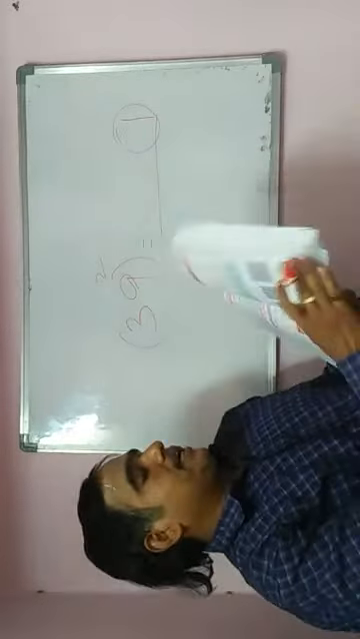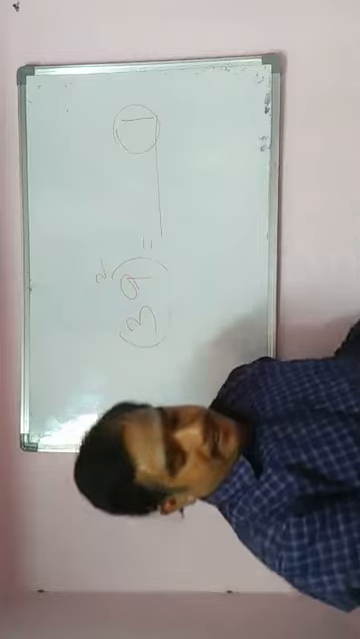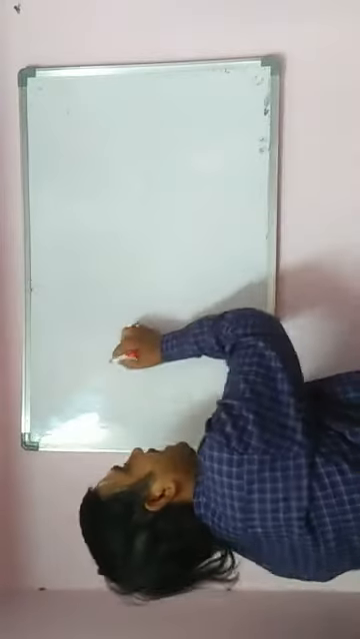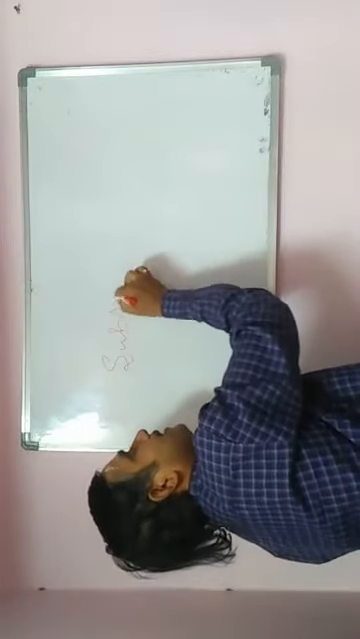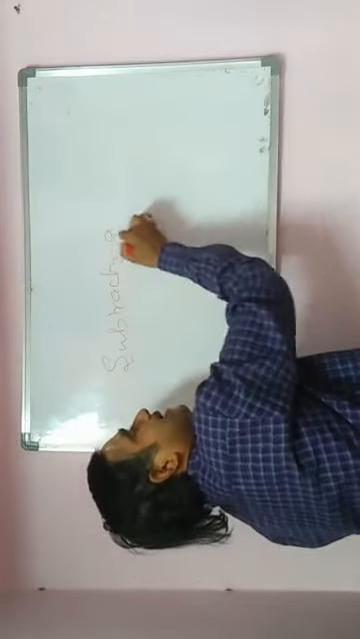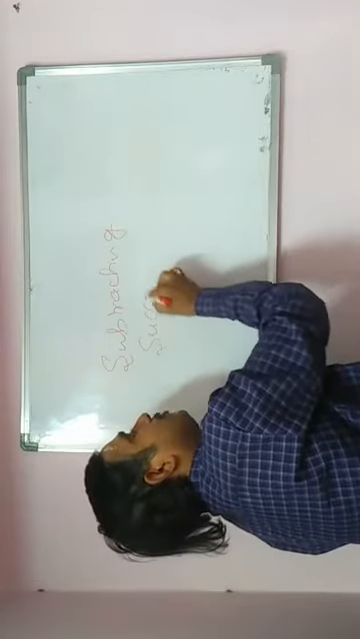Then if you come to page 131, to find the square root, we have one method: subtracting successive odd numbers.